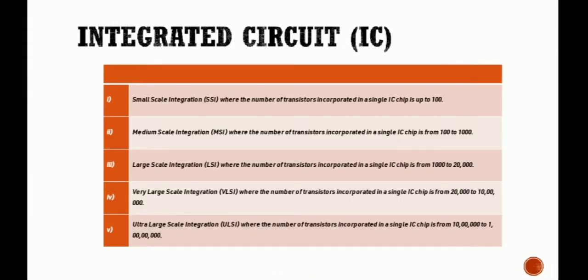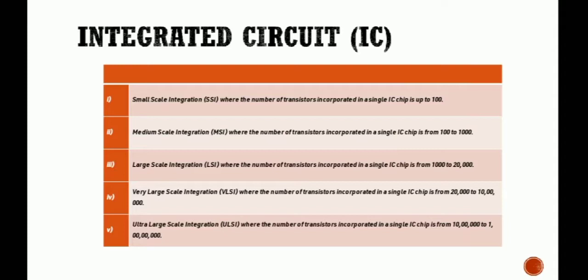Five levels of integration. First, small scale integration, where the number of transistors incorporated in a single integrated circuit chip is up to 100. The second is medium scale integration, where the number of transistors incorporated in a single IC chip is from 100 to 1000.